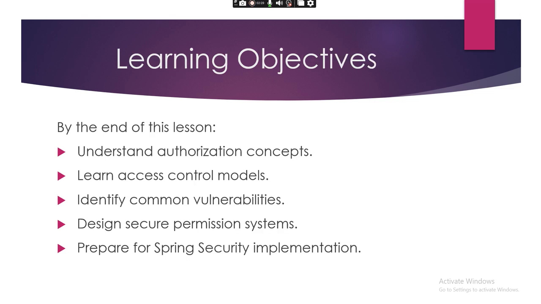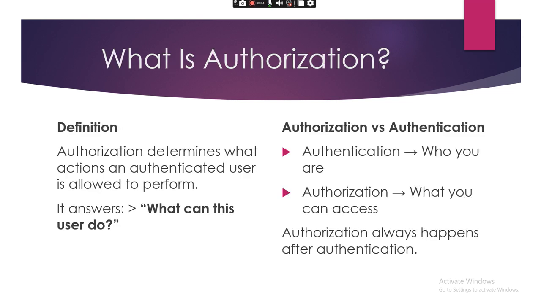So let's continue. By the end of this lesson, you should be able to understand authorization concepts, learn access control models, identify common vulnerabilities, design secure permission systems, and prepare for Spring Security implementation, continuation at least. So what is authorization? Authorization determines what actions an authenticated user is allowed to perform. It answers the question, what can this user do?